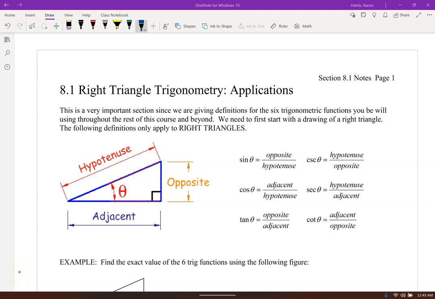We're going to take a look at right triangle trig today in applications. If you remember from last time, we talked about SOHCAHTOA, right? Sine is opposite over hypotenuse.